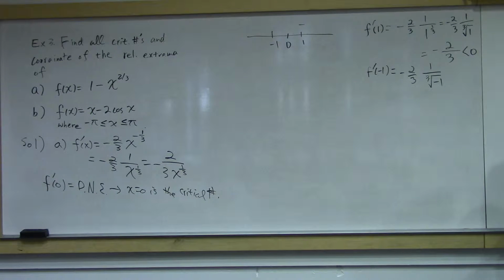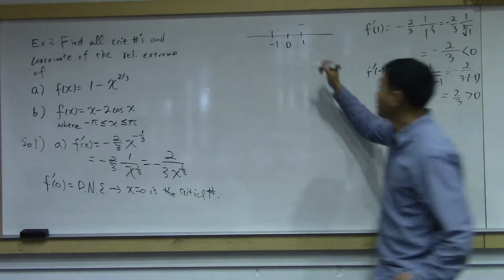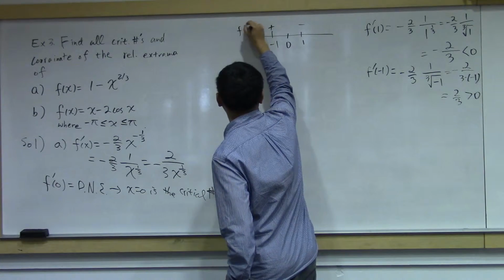Okay. So for square roots, you're not allowed to have negatives inside the square roots. Right? For cube roots, you are allowed to have negatives. Okay? Cube root of a negative number is still a negative number. That's okay. So in that case, this is negative 1, so you get negative 2 over 3 times negative 1, which is positive 2/3. So it's positive, bigger than 0. That's your f prime.